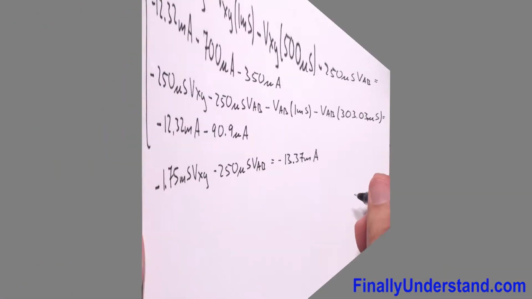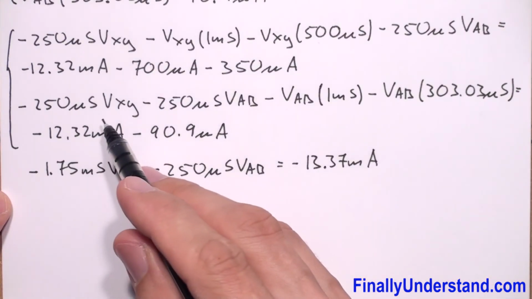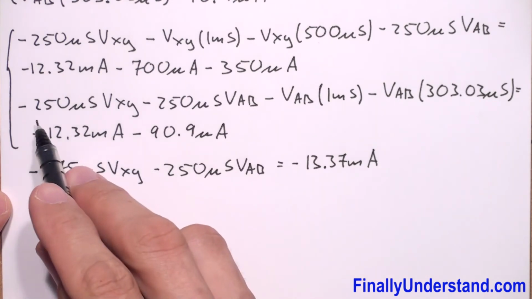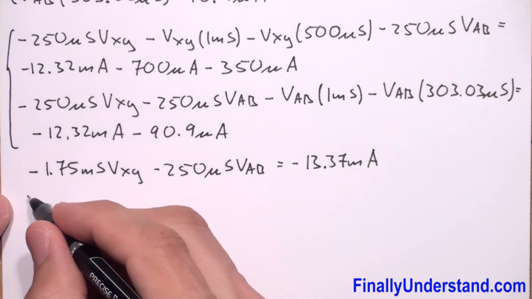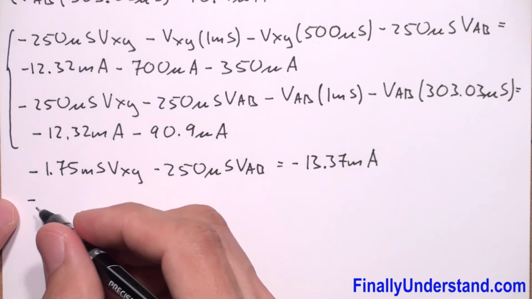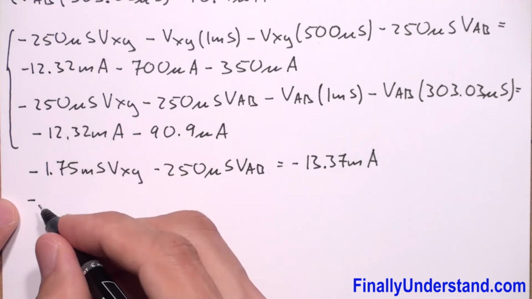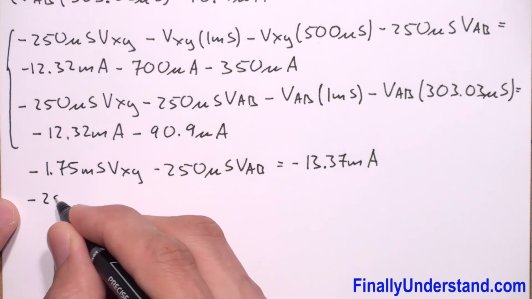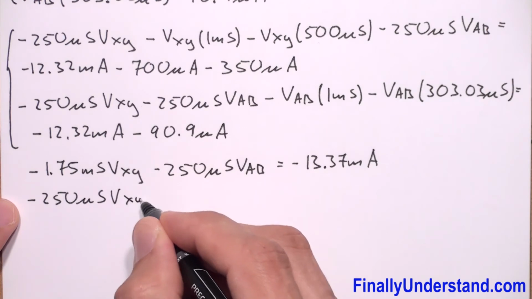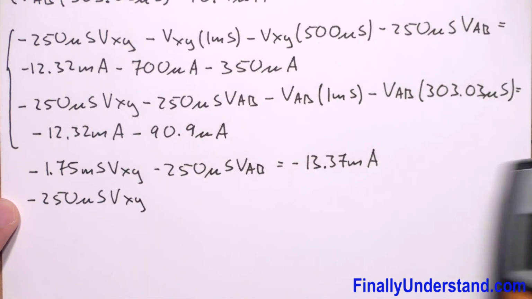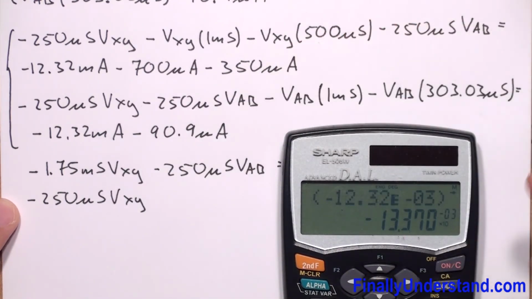Next, we're supposed to look at the second equation. Okay, so we have negative 250 microsiemens VXY. So let's copy down this value. So I have 250 microsiemens VXY, and I have my VABs.